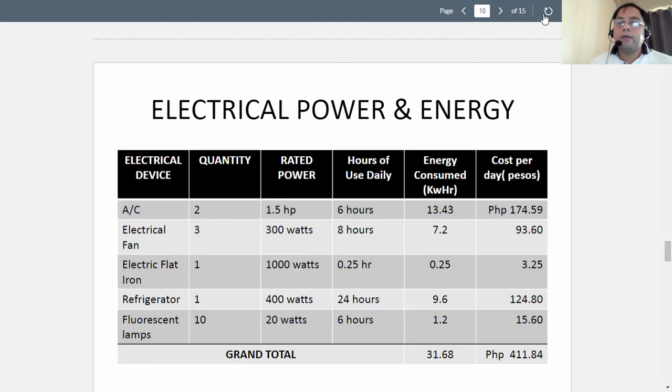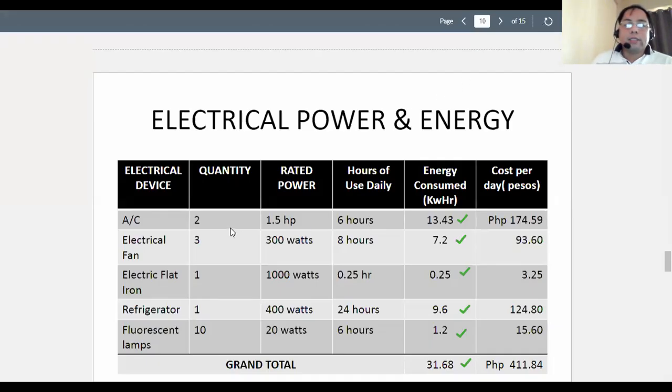But let's check if our values are right. Again, the products of each of these columns. Remember, 1.5 must be multiplied by 746 because 746 watts is 1 horsepower. So you change horsepower to watts first, times 2 air cons, times 6, and divide the whole thing by 1,000 to make it kilowatt hour. So this is now in kilowatt hour, and all of them are correct. And then all that we need is to multiply them by their costs per kilowatt hour. So again, the total value here will be 31.68.